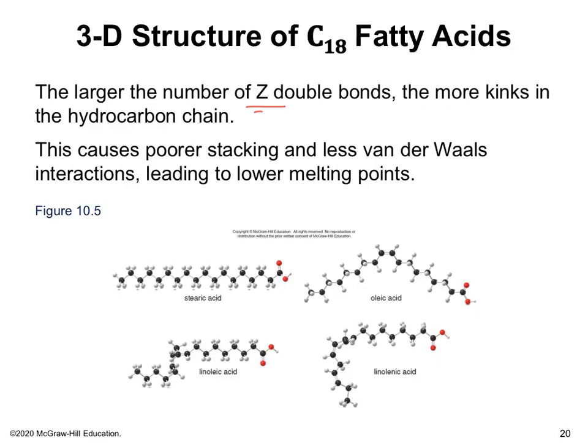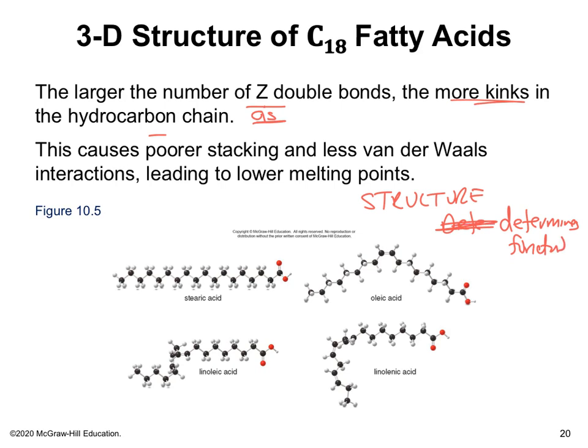So the larger number of cis double bonds, the more kinks. And this is why there's a thing called structure determines function. You know this, right? Like I'm sitting in a chair right now. I was asleep before and I was in a bed, because the bed has a certain structure that helps me lie flat. But then when I get up to work, I need to sit at my desk. So the structure of what I'm sitting in determines my function of what I'm doing. Well, same thing with structures.